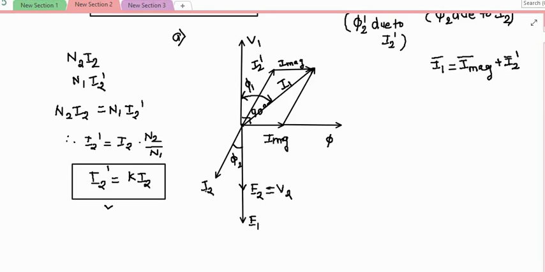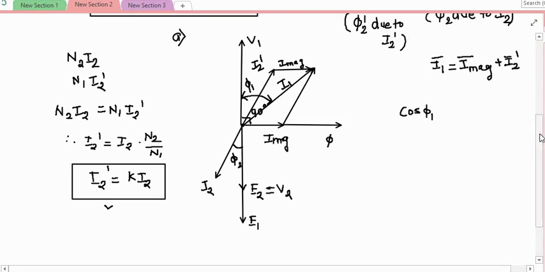So when the transformer is on load, the total current I1 in the primary is the phasor sum of I2 dash and I magnetizing, and phi 1 is the phase difference between V1 and I1. Hence the power factor of the primary side is cos phi 1, that is, the cosine of the angle between V1 and I1. So students, on load also the flux in the transformer remains constant.